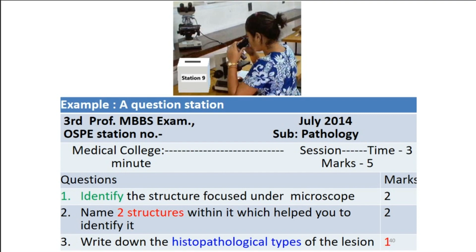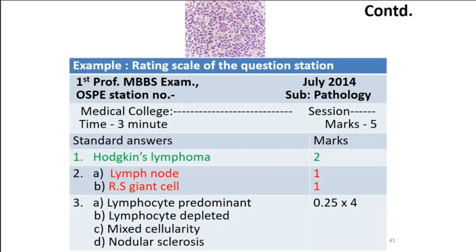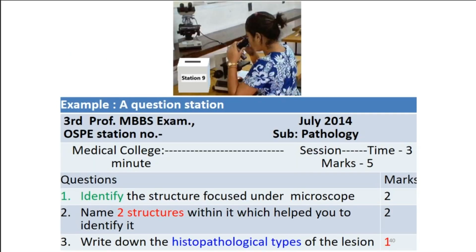Example of a question station. Third Professional MBBS exam. OSPE Station. Medical College. July 2014. Subject: Pathology. Time 3 minutes. Marks 5. 1. Identify the structure focused under the microscope. 2. Name 2 structures within it which helped you to identify it. 3. Write down the histopathological types of the lesion.